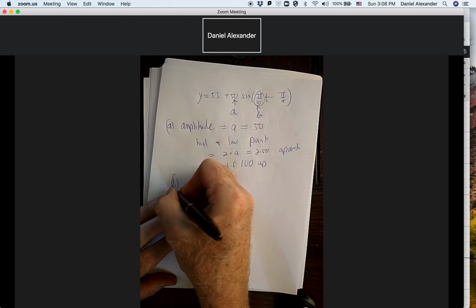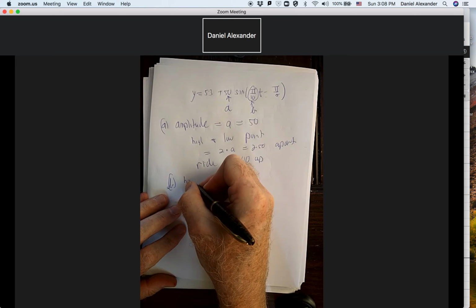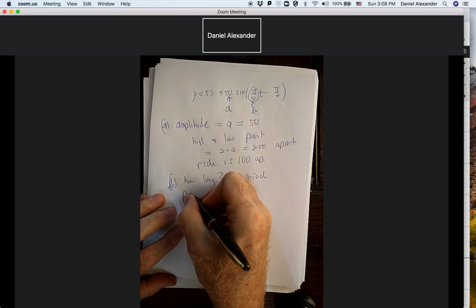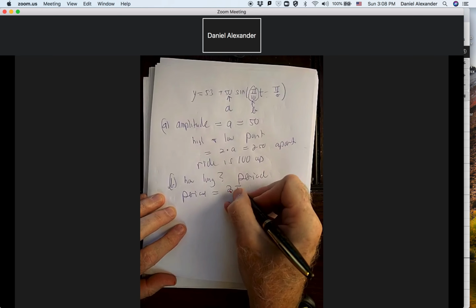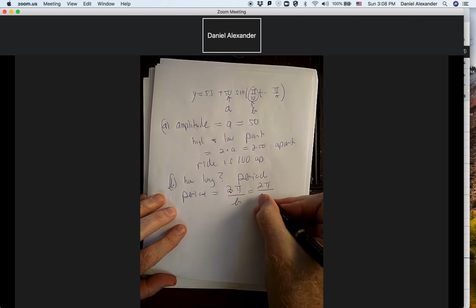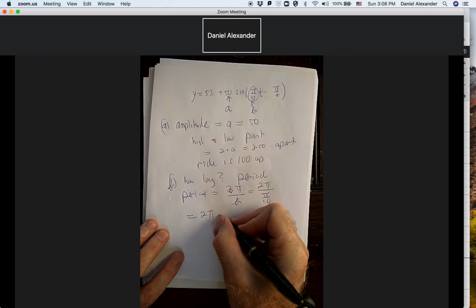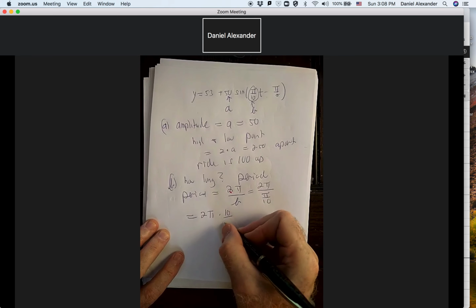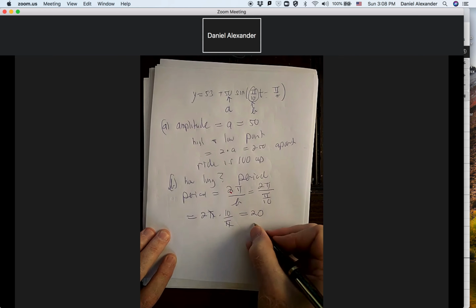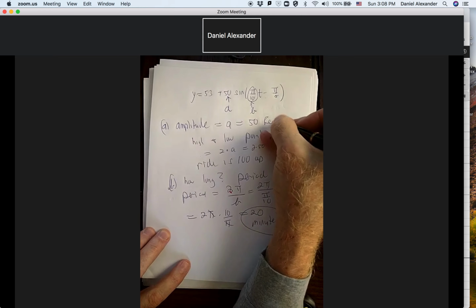The second is how long is one cycle? Well, it looked like 20, but remember, that's going to be the period. And the period is 2 pi over B. There's our B. 2 pi over 10. Invert and multiply. Flip that fraction. Pi's cancel, and we're left with 20. So that's how long it took, 20 minutes, because that's our time unit.